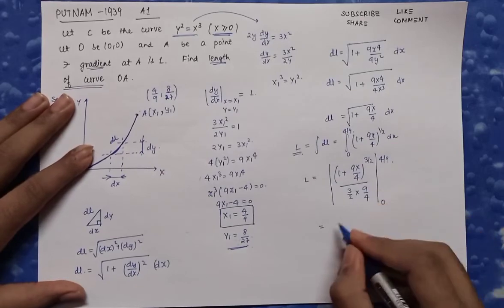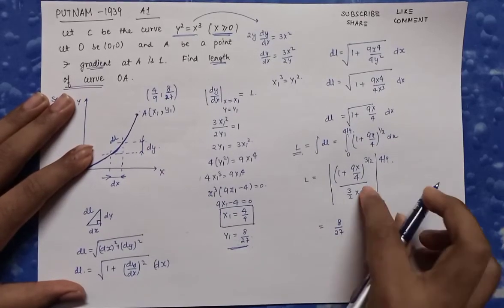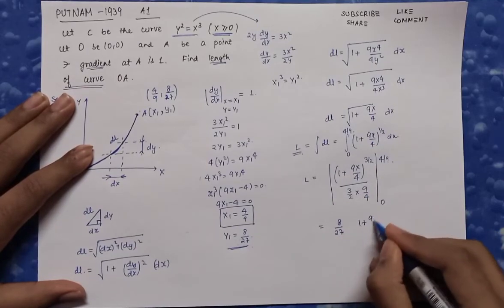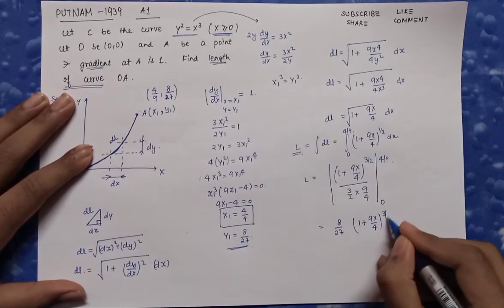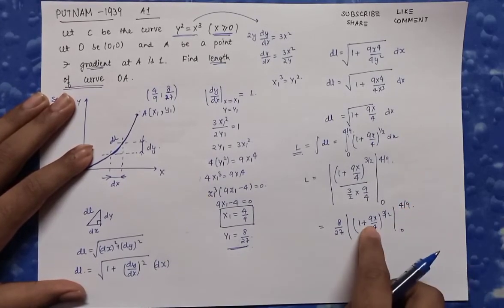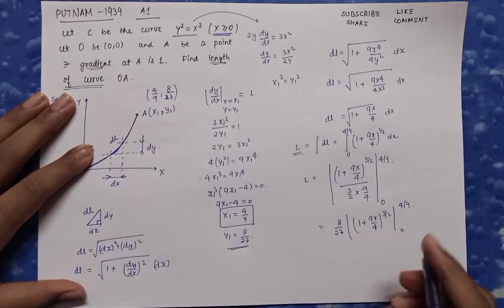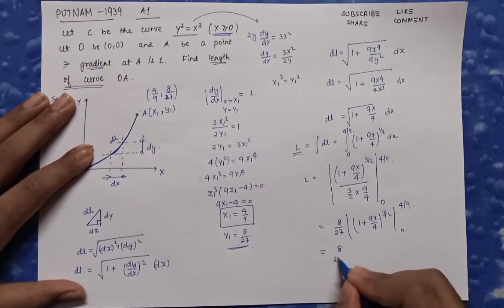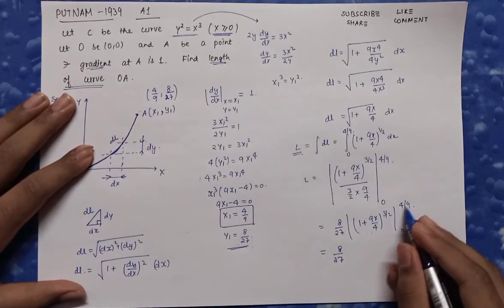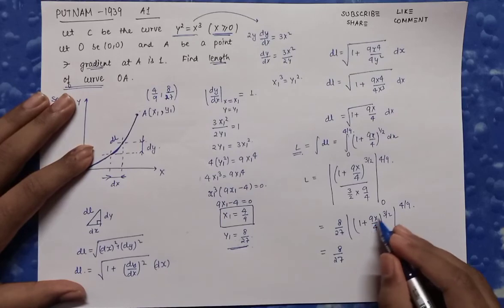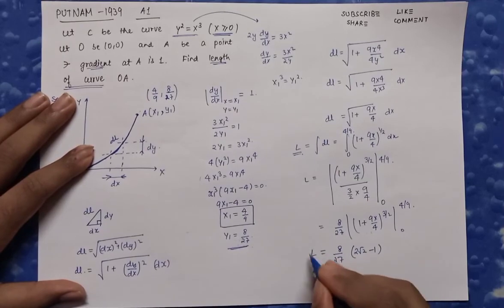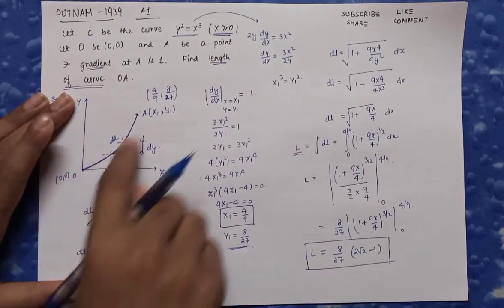Now clearly we can see that it is 8 by 27, because 3 by 2 times 9 by 4 gives 27 by 8. So we get 8 by 27, then 1 plus 9x by 4 whole raised to the power 3 by 2, from 0 to 4 by 9. When you substitute 4 by 9, and subtract what you get when you substitute 0, it's mere calculation which I hope you can all do. When I substitute 4 by 9, this will cancel out, then 2 raised to the power 3, we will get 2 root 2, then minus 1. So this is the required length of the curve from O to A.